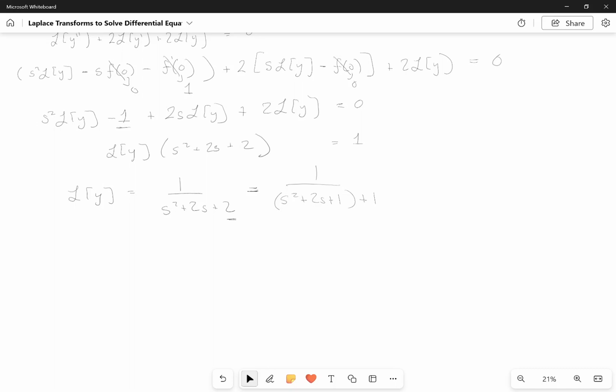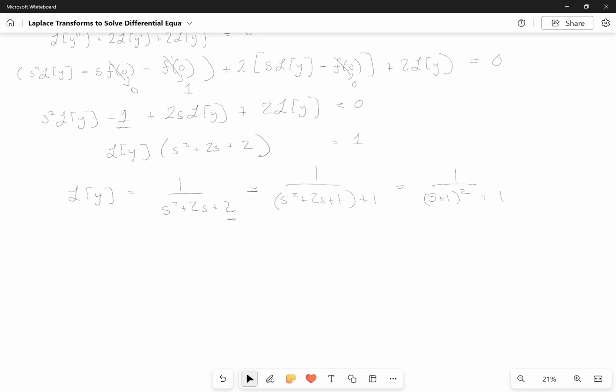What two numbers add to 2 but multiply to 1? Well, that's an s plus 1 and an s plus 1, right? 1 plus 1 adds to 2 and multiplies to 1. So what we have is 1 over s plus 1 squared plus 1.